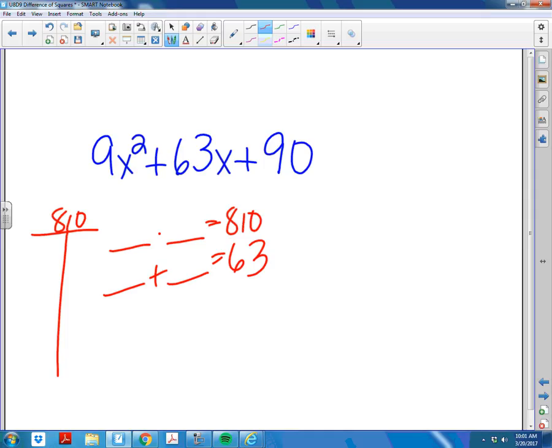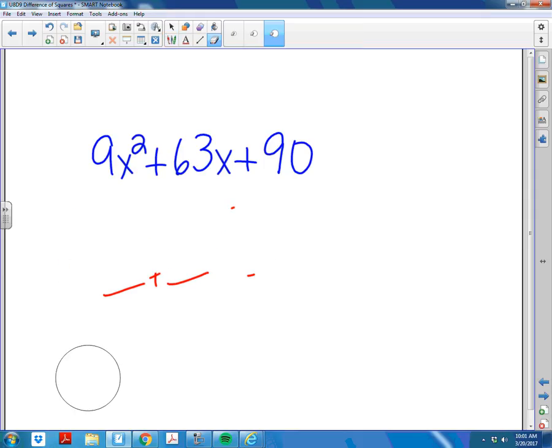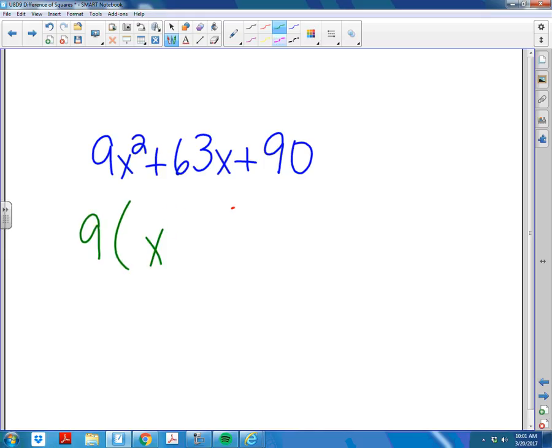Do not do that. Now you can, and you'll still get the right answer, but it may take you a long time. Instead, is there a factor that goes into all three of those numbers? What is it, Madison? 9 does. And if you pull 9 out, it becomes x squared plus 7x plus 10.